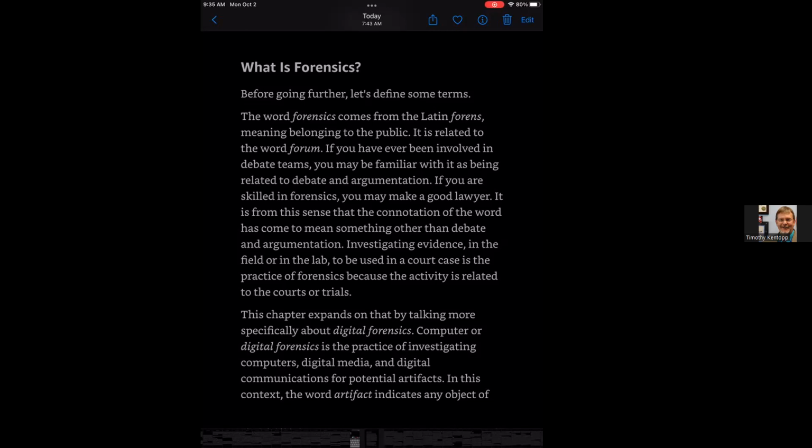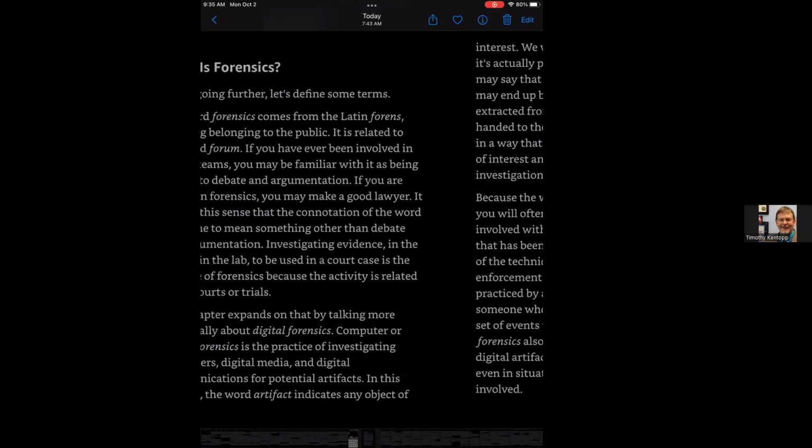That's just a historical review for those of you that remember a few things about digital forensics. Any questions about that?